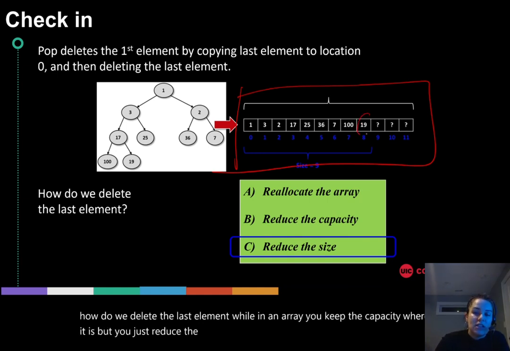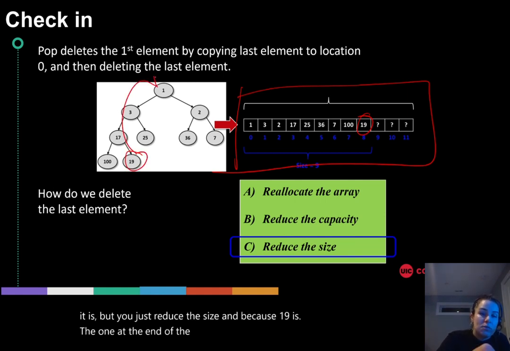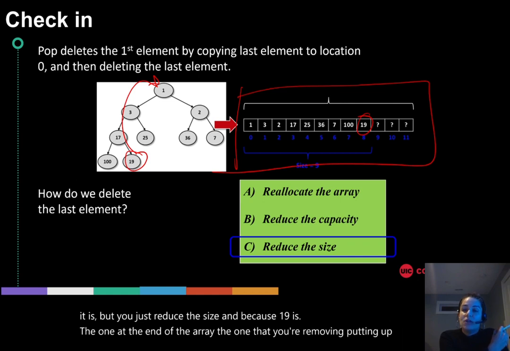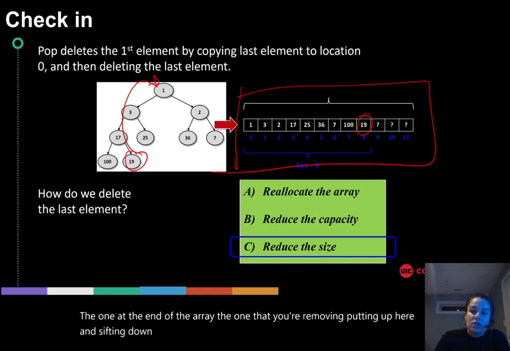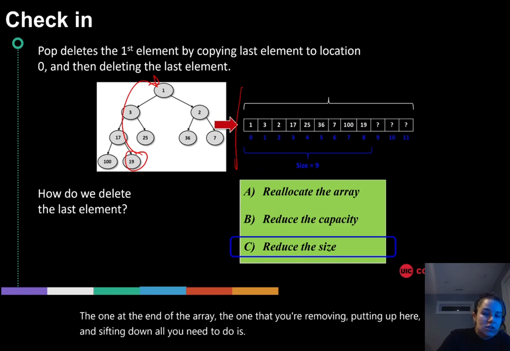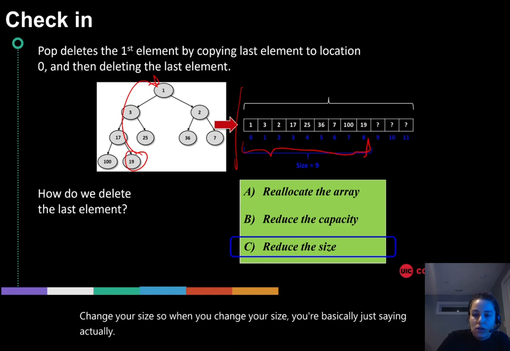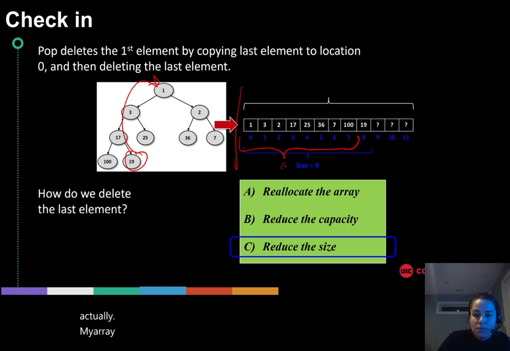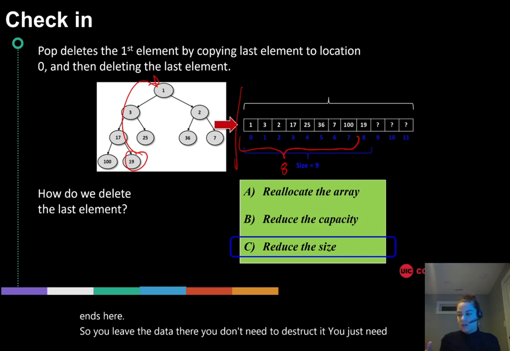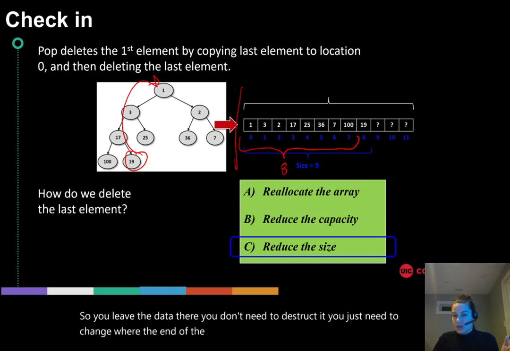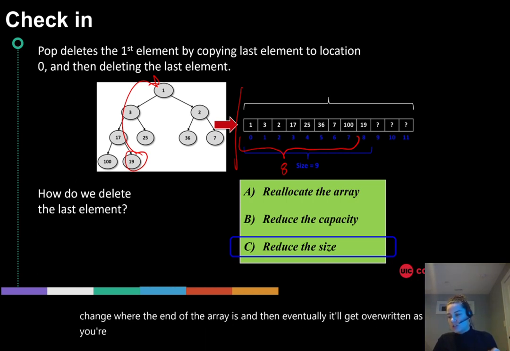And because 19 is the one at the end of the array, the one that you're removing, putting up here, and sifting down, all you need to do is change your size. So when you change your size, you're basically just saying, actually my array ends here. So you leave the data there. You don't need to destruct it. You just need to change where the end of the array is. And then eventually it'll get overwritten as you're doing insertion later.